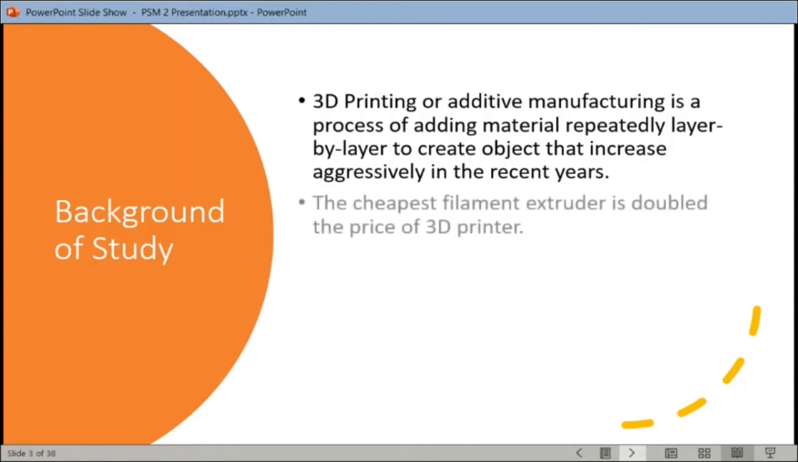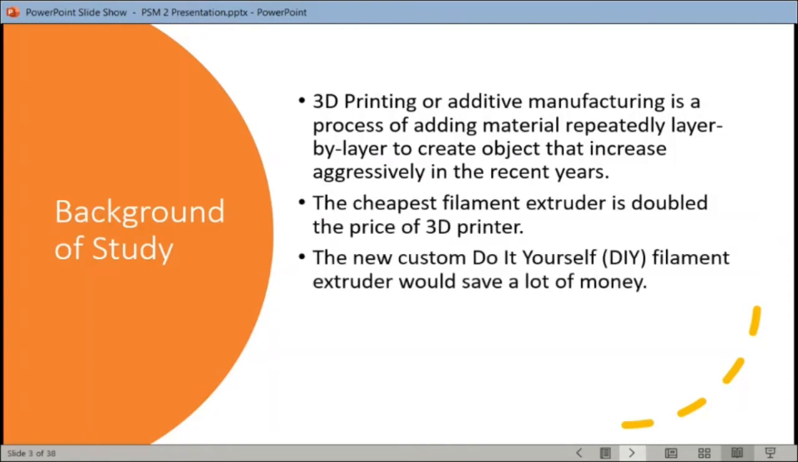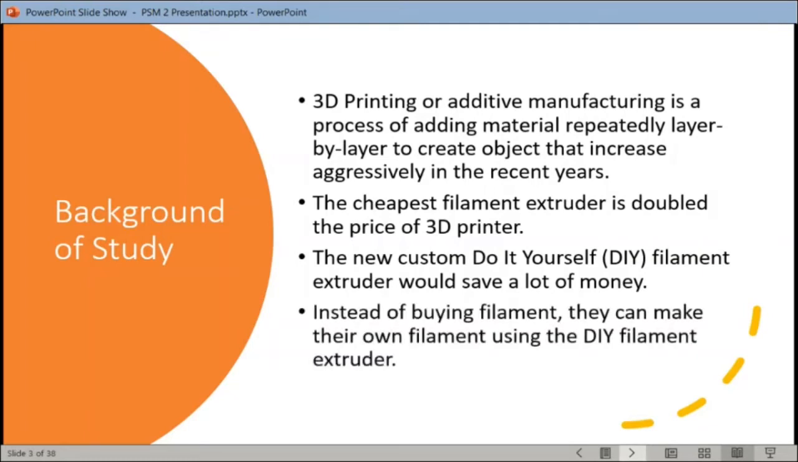Background of study. Since 3D printing has aggressively increased in recent years, people nowadays can create their own filament by customizing their own do-it-yourself or DIY filament extruder that has a lower price than the market. Instead of buying filament, they can make their own filament using this DIY filament extruder.